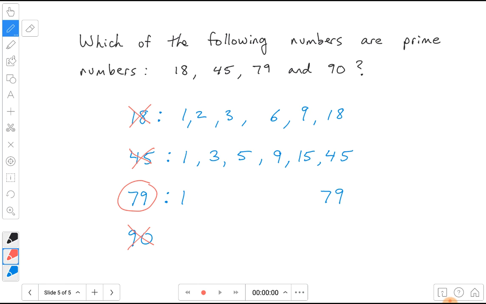So which of these following numbers are prime? We found 1, and it is 79. All the rest, 18, 45, and 90, have multiple factors, so they are not prime numbers.